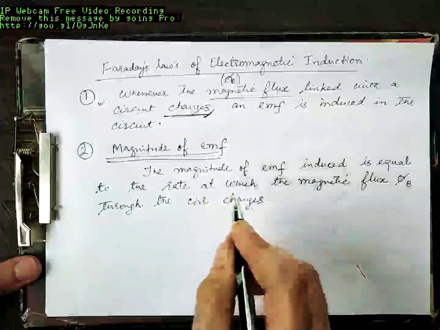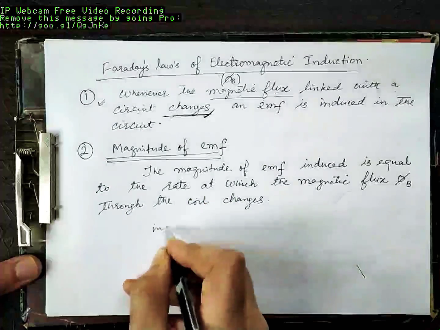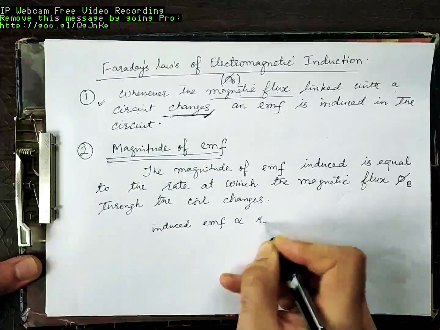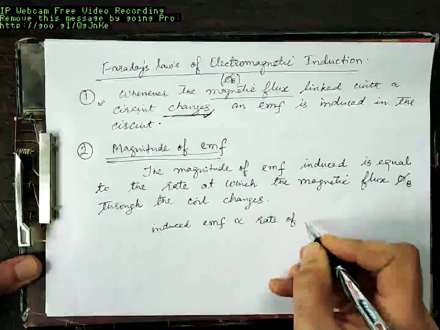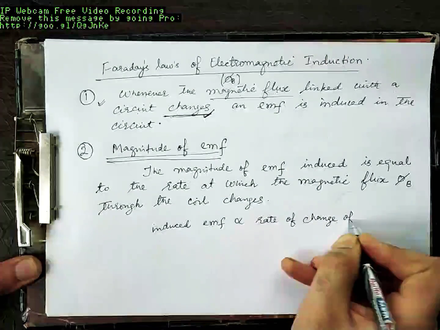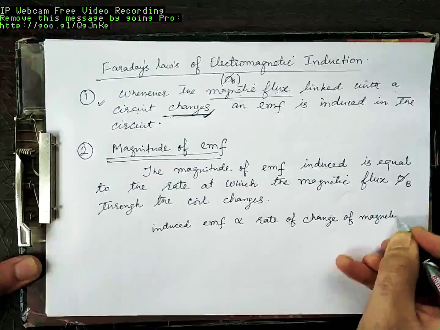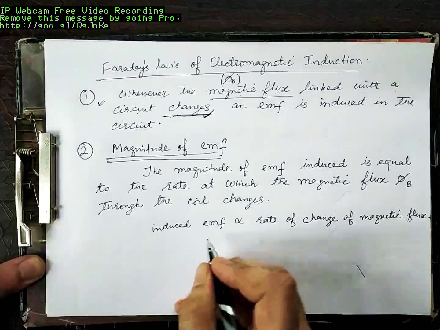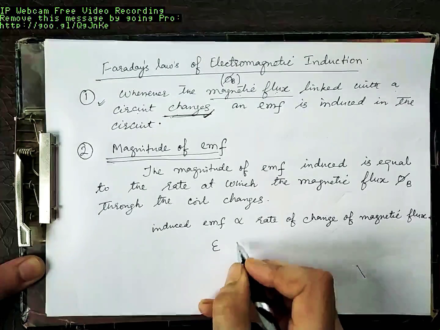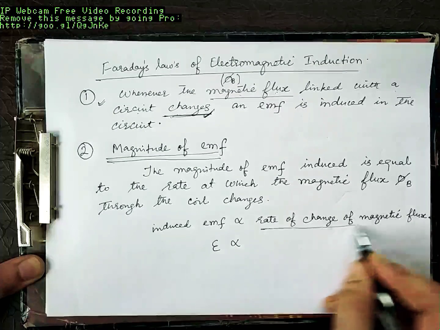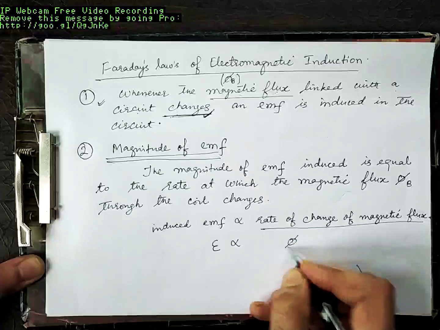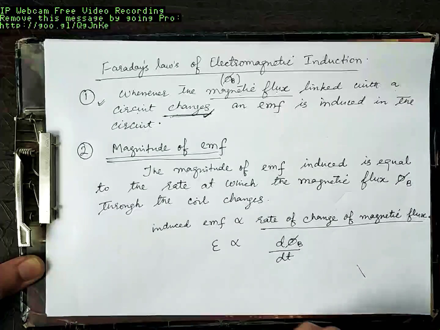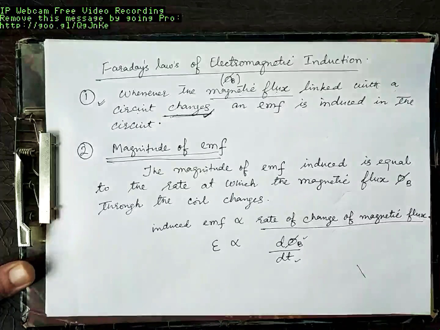as per Faraday's second law of electromagnetic induction, induced EMF is directly proportional to the rate of change of magnetic flux. We write induced EMF by E. Induced EMF E is directly proportional to, what does this mean? Rate of change of magnetic flux. We know magnetic flux is phi B. Rate of change of means d divided by dt. How much flux is changing with respect to time? This is known as rate of change of flux.